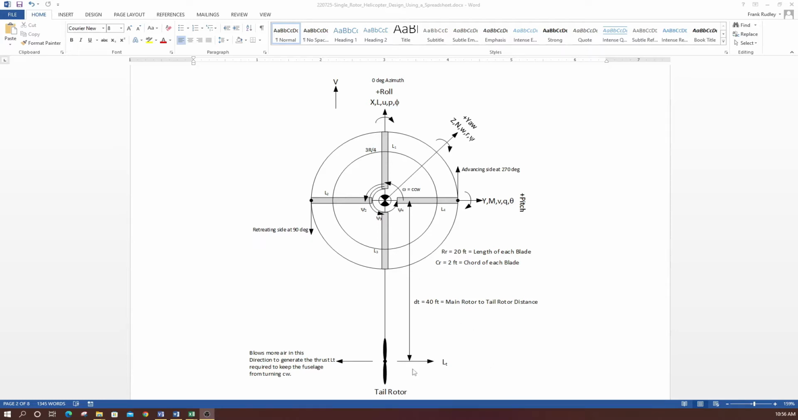And there's a crank arm here I call the DT, which I set arbitrarily to 40 feet. So it's the main rotor to tail rotor distance. This is the crank arm that would provide this end torque, the end torque that would be applied to the system. Note that the end torque from this lift is negative because it will tend to turn the fuselage counterclockwise, and clockwise is positive with this convention.